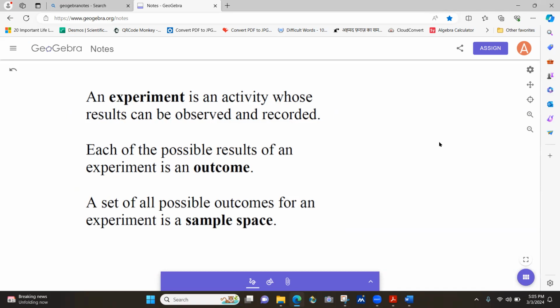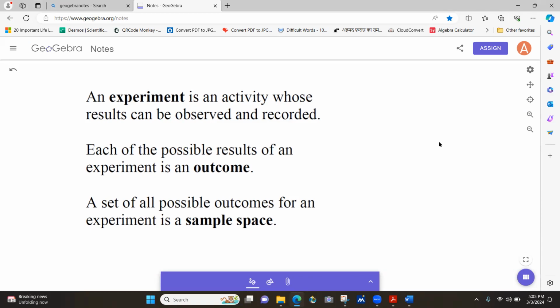Each of the possible results of an experiment is an outcome. So if you roll a die, a regular six-sided die, your outcomes can be 1, 2, 3, 4, 5, 6. If you toss a coin, your outcomes can be head or tail.